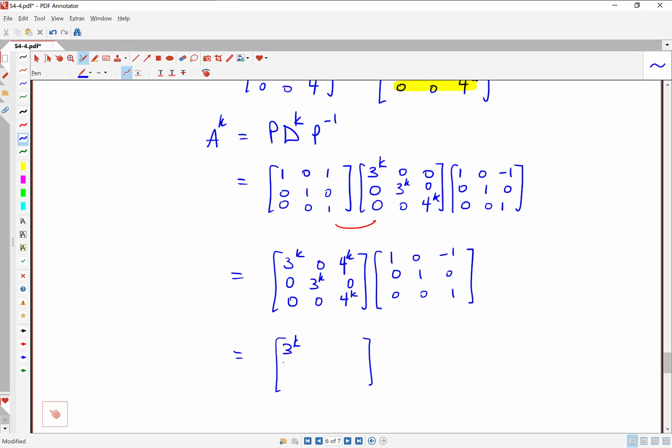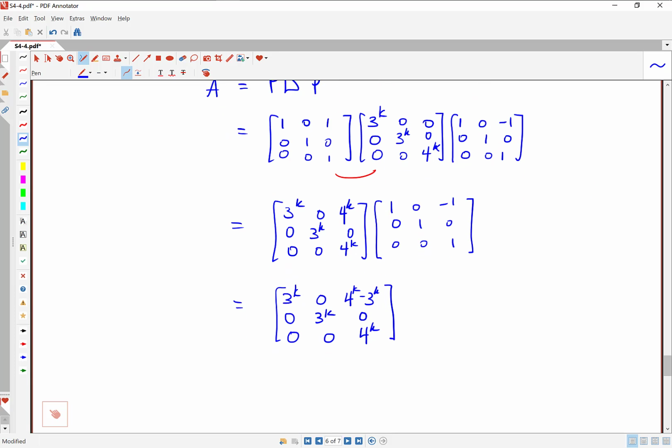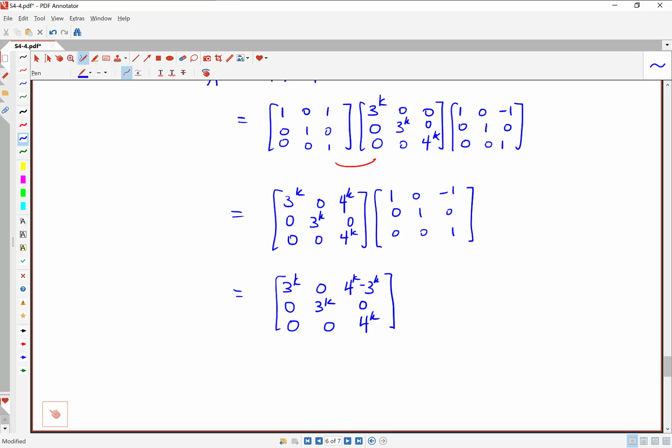So we're going to have 3 to the k, 0, and then this entry here is going to be minus 3 to the k plus 4 to the k. So that might look a little bit better if we write the positive term first, let's call it 4 to the k minus 3 to the k. And then we have 0, 3 to the k, 0, and 0, 0, 4 to the k. And that's our final answer. We have found a formula for A to the k.